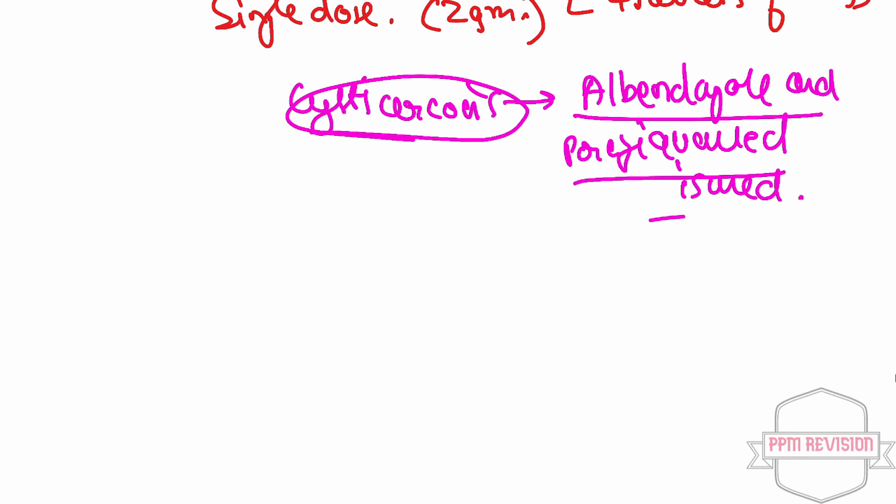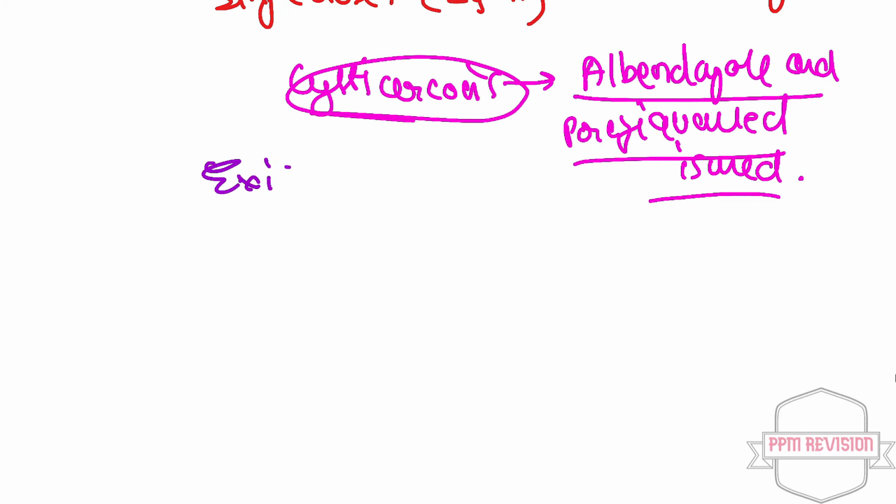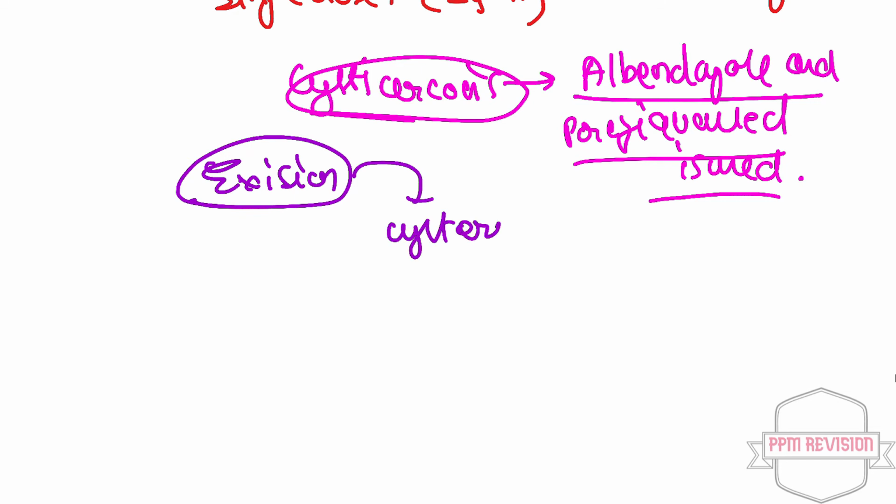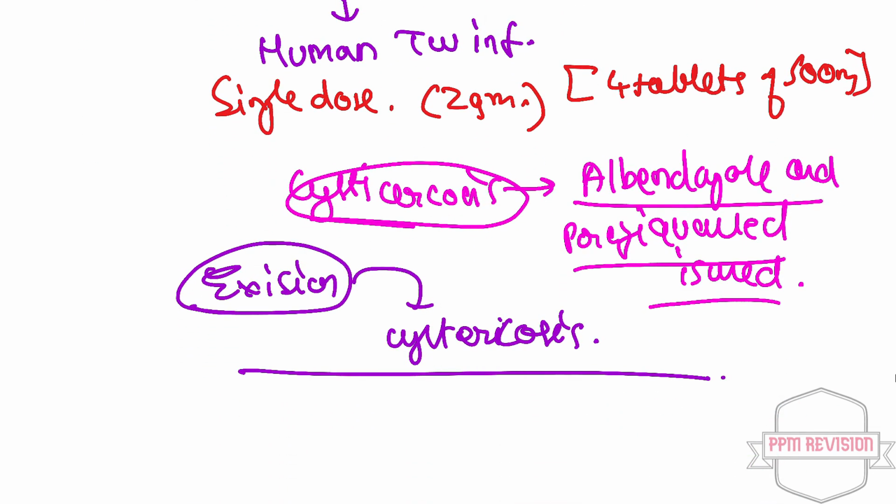Next, what we see is excision can also be done. This is in case of severe cases of cysticercosis. So just revising, for cysticercosis, albendazole and praziquantel is mainly used.